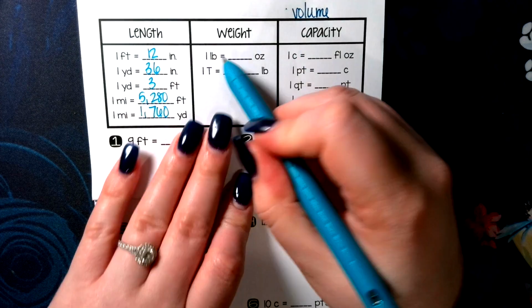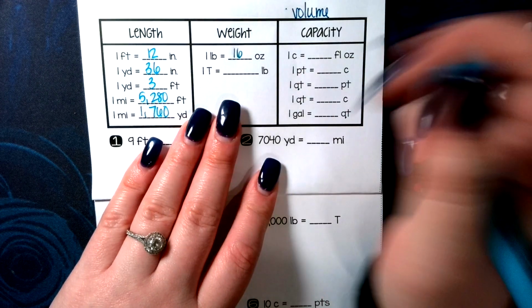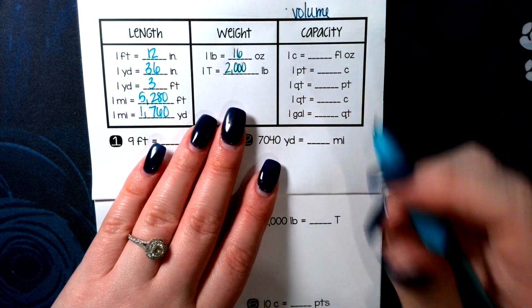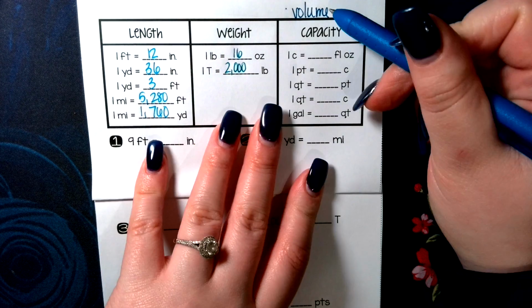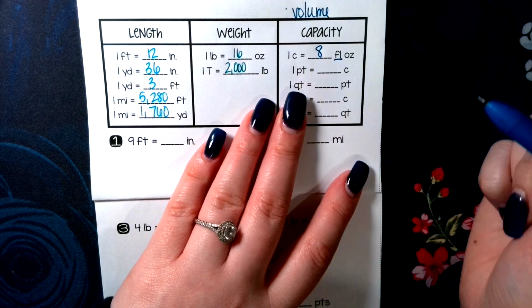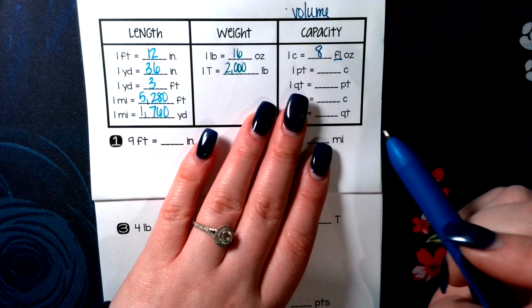Weight, 1 pound is 16 ounces. 1 ton is 2,000 pounds. And then capacity or volume, 1 cup is 8 fluid ounces. There's ounces and fluid ounces. Make sure you're reading those carefully.